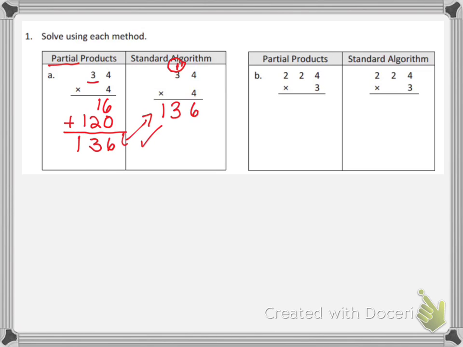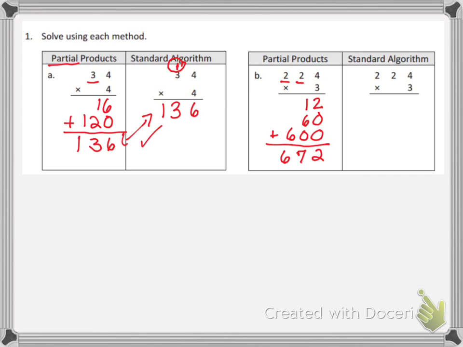Partial product way again. 224 times 3. And so the ones is 4 times 3, and that's a 12. We now go to the tens. This is not a 2, that's a 20. 20 times 3 is 60. And the 2 in the hundreds is not a 2, it's 200. 200 times 3 is 600. And what do we do with partial products? We add them. And we get a 2 in the ones, a 7 in the tens, and a 6 in the hundreds.